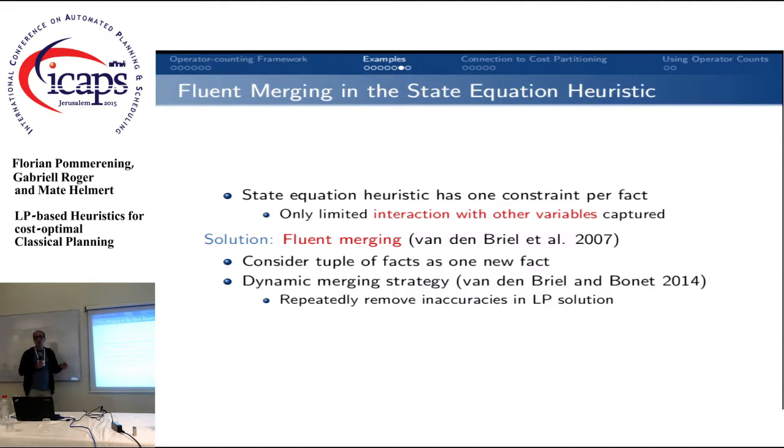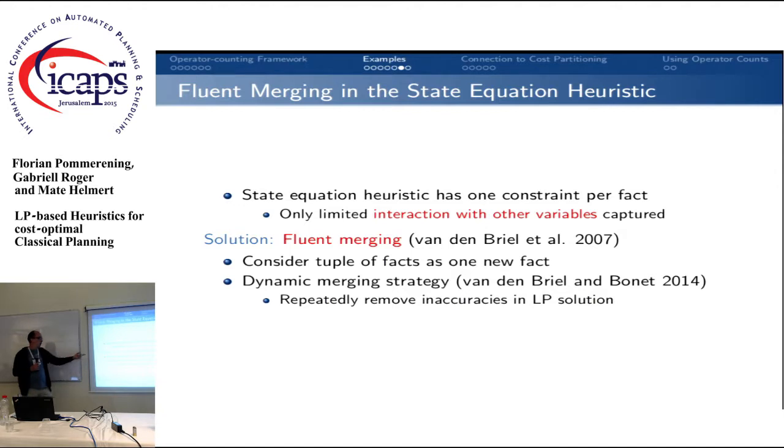And one solution to that is something called fluent merging, where you consider tuples of facts as a new fact. So you introduce new facts that represent a tuple of your original facts, and then you consider what operators produce this tuple and what operators consume this tuple. And for these operators, you can actually add a new net change constraint, so the type of constraint we've just seen.